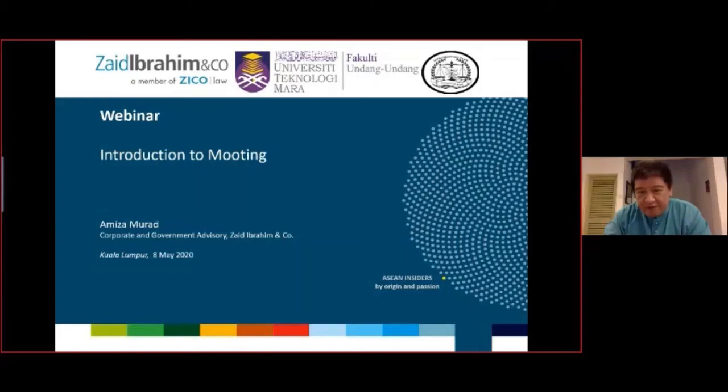a map in the foreign direct investment moots in 2016, when Malaysia, through UiTM, won the Asia Pacific rounds for the first time. And then Amiza and her team eventually made it into the global rounds and finished in third place behind Harvard Law School and Paris Bar. So she is a very accomplished mooter.